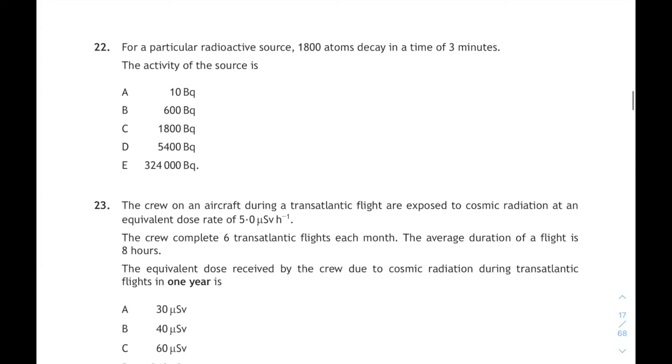22. Nuclear radiation for a particular source, 1,800 atoms decay in 3 minutes. What's the activity of the source? Well, there's the relationship A equals N over T, where N is the number of decays and T is the time in seconds. 3 minutes is 180 seconds, so that's 10 becquerels. Answer A. 22 A.